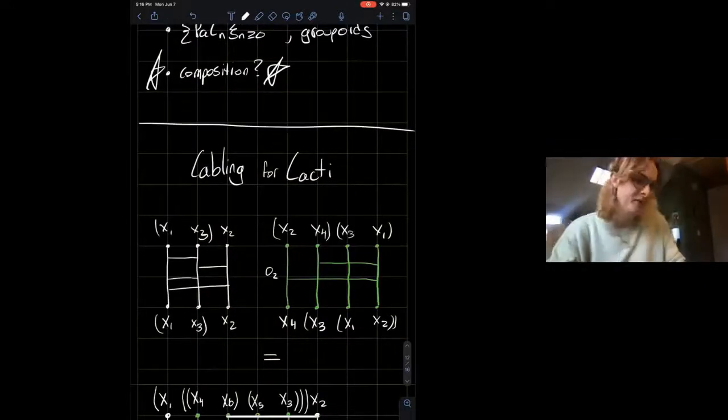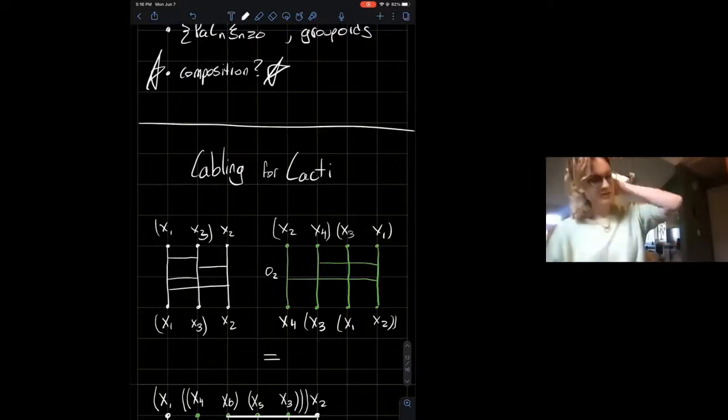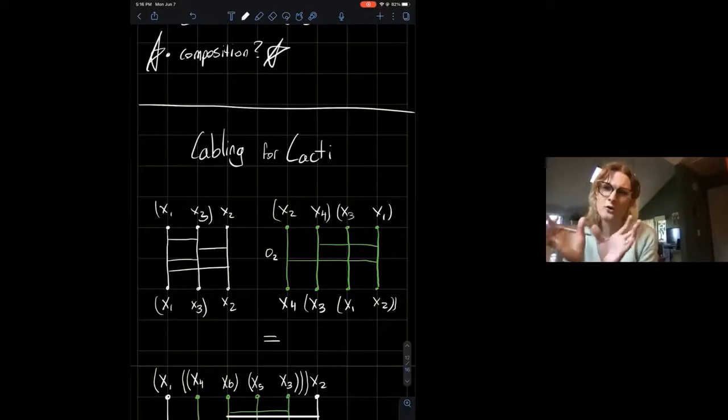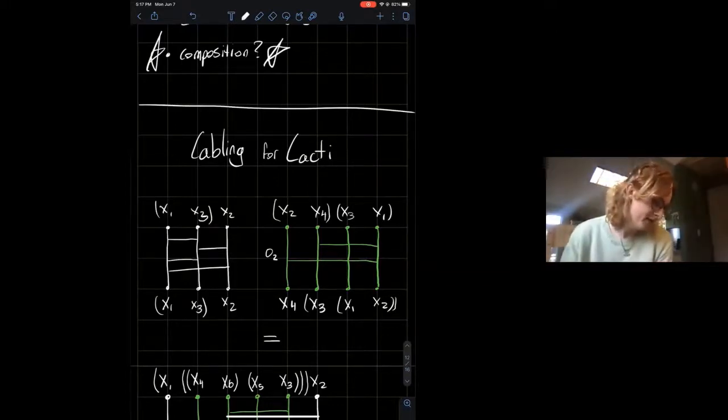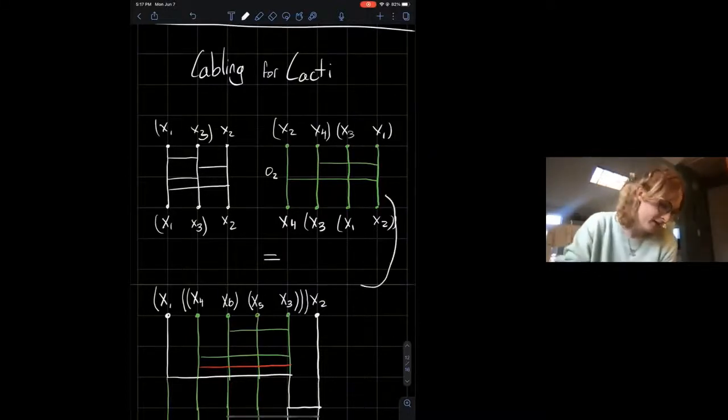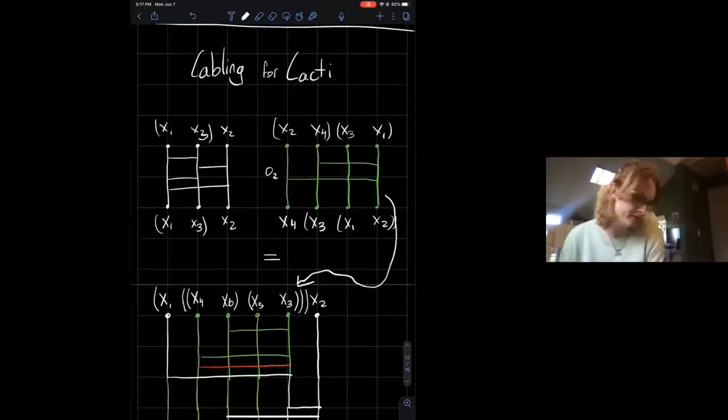So what is cabling for cacti? It's going to be fairly similar, where once again, I'm trying to be able to put a whole cactus group element into a single slot of some other cactus group element. Here I've drawn two. So the first part is obvious. I'm just going to take this whole thing and plug it in at the top over here. But we need to be careful because I can't just do that.